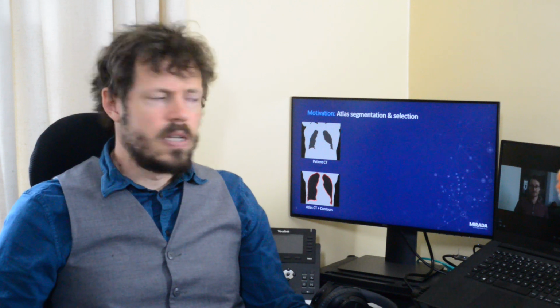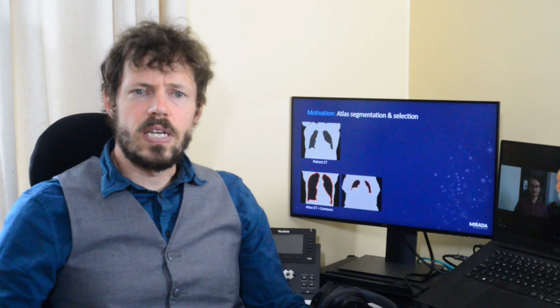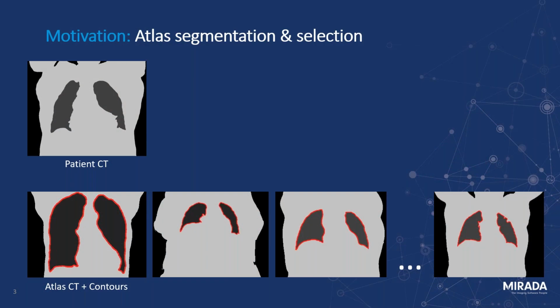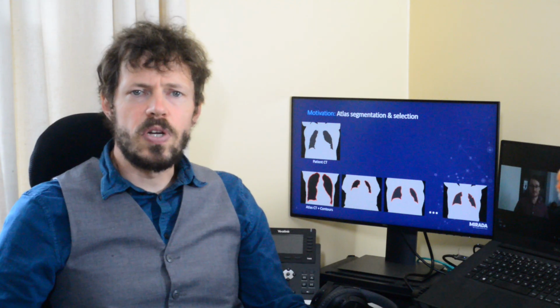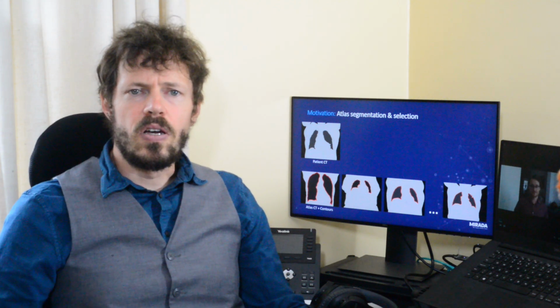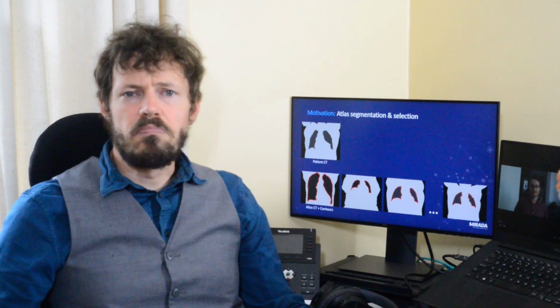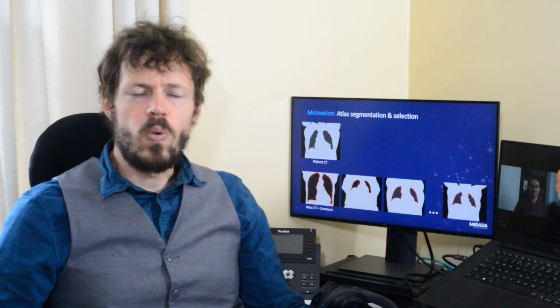Consequently, it's been proposed that if we take a lot of atlases and select the atlas or atlases that are most similar to the patient, we should get better performance. In clinical practice, with a lot of commercial systems, users would typically use 20 or maybe up to 50 atlases within that database.